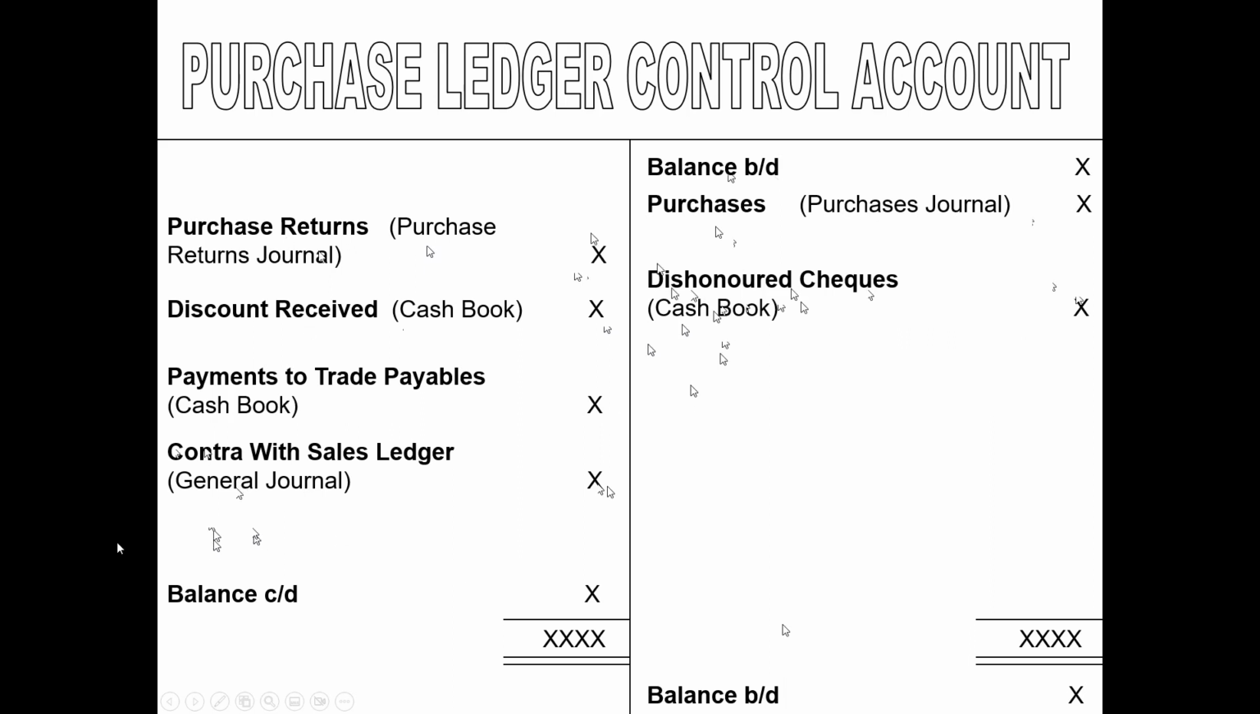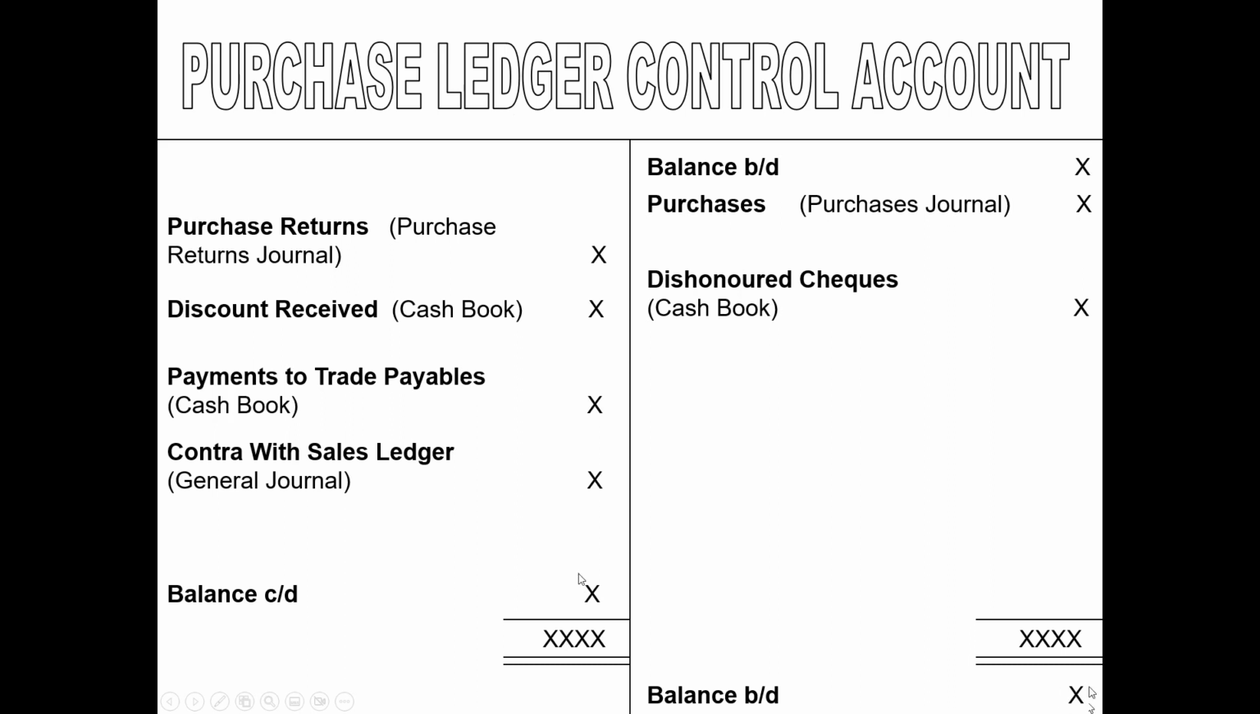The only other thing we might see is interest charged by our suppliers. So if we're late paying, then we might get interest charged by our suppliers, and that's going to be on the credit side. It's an expense, so we'll debit interest paid. That will be an expense on the income statement, and we'll credit this purchase ledger control account to increase the amount we owe to our suppliers. And again, we balance it all off.